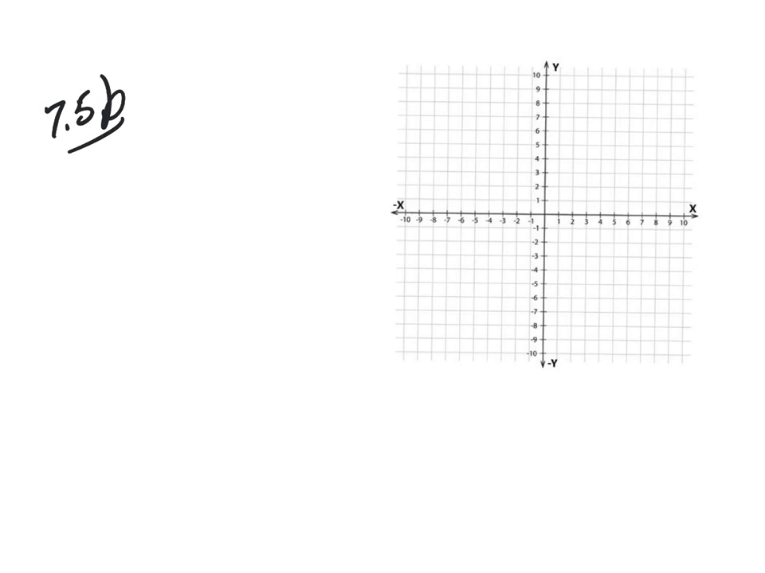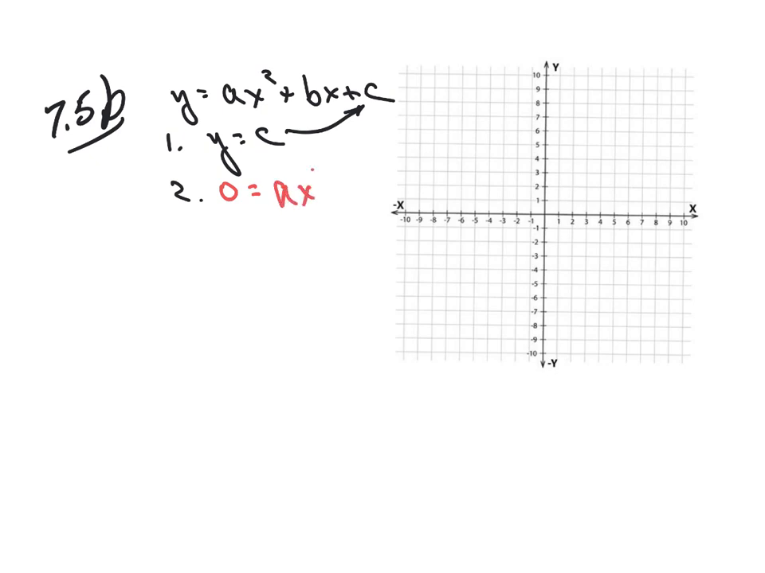The first one is if you're given y equals ax squared plus bx plus c, an equation in that form. First step is that y, where it crosses the y-axis here, is going to be whatever number c is. Second part is to find out where it crosses the x-axis. Where does it cross this line right here? We are going to take our equation and set y equals to 0.